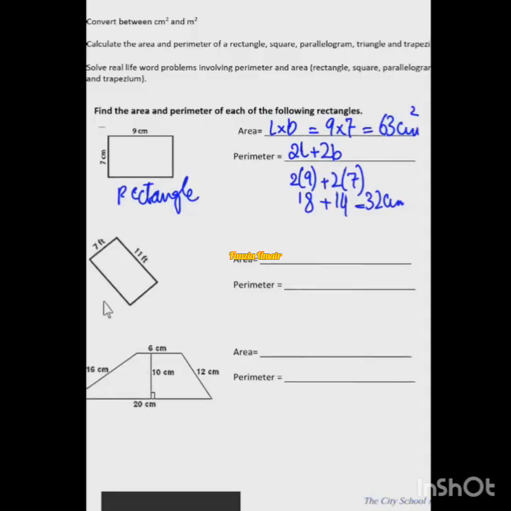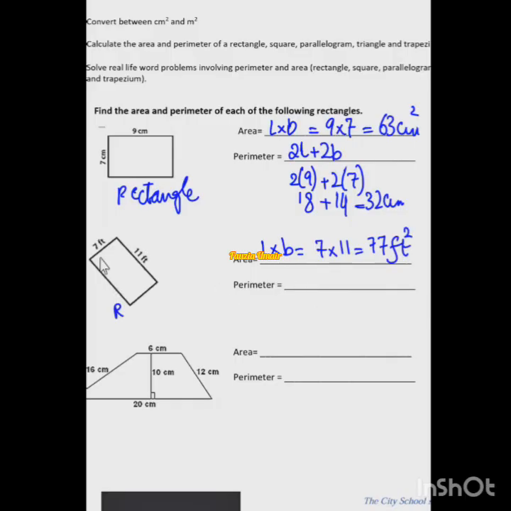What is this shape? Ma'am, rectangle. A rectangle again. So what would be area? Length multiplied by breadth. And what will that be? 7 into 11, so equals 77 feet square. Yes, ma'am. Okay? So now the perimeter.